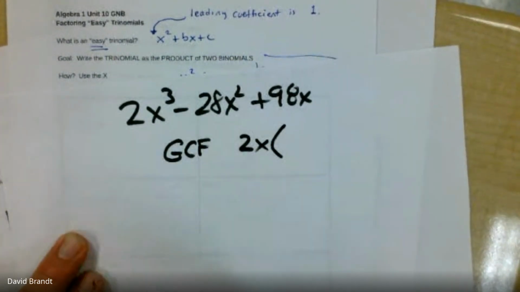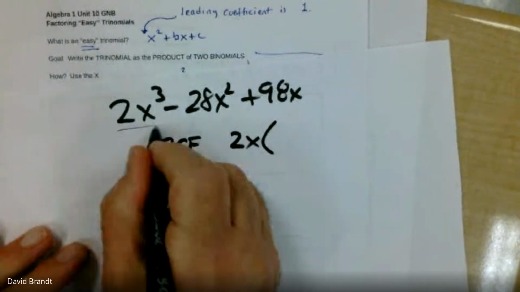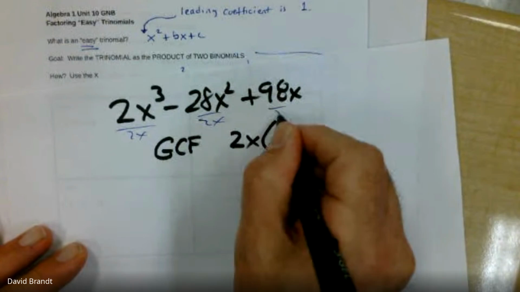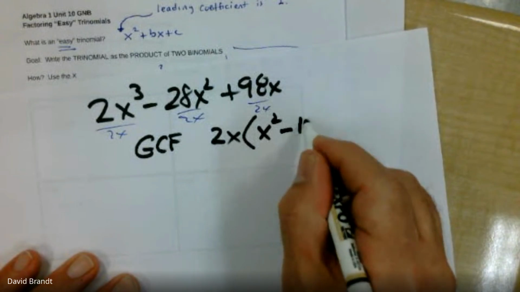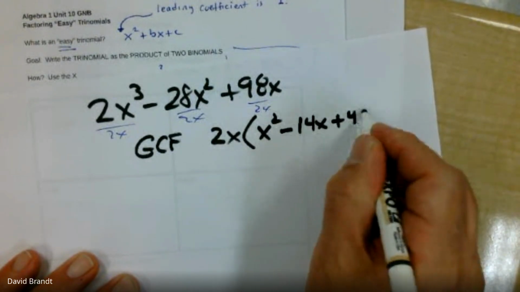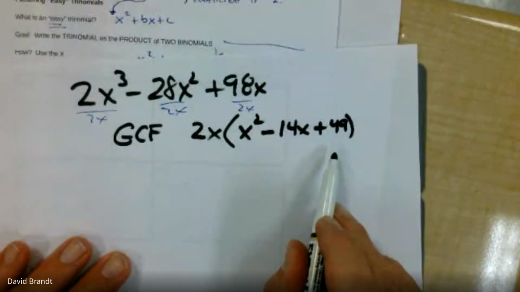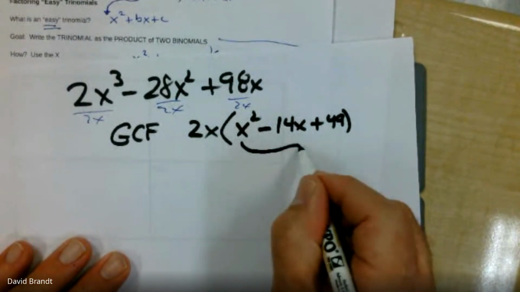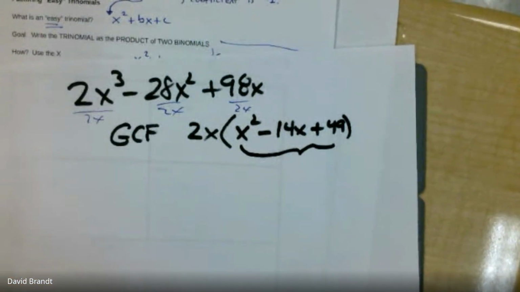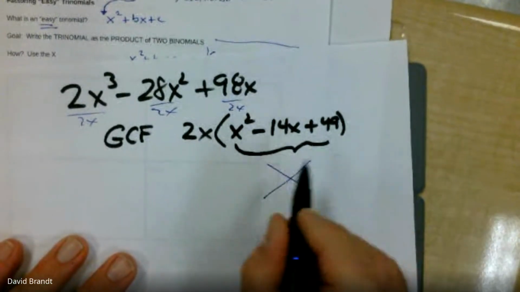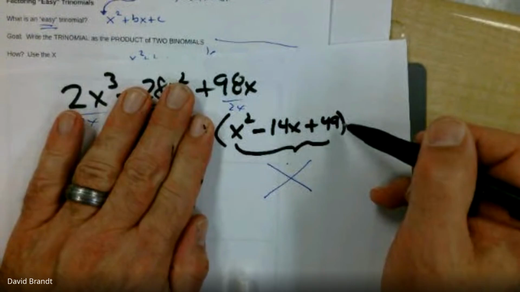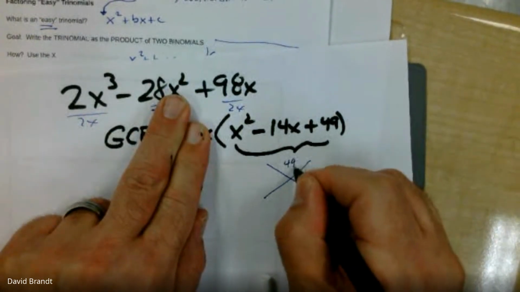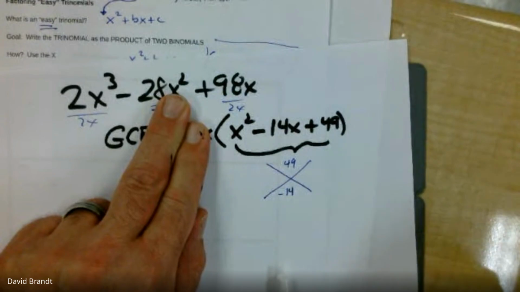If I take out the greatest common factor, if you go through and divide all 3 terms by 2x, you're going to get x squared minus 14x plus 49. So that's taking out the greatest common factor. But now we have to factor that trinomial. Make an x. What number goes on the end? Don't look at the 2x right now. Just look at the trinomial. 49 goes up here. Negative 14 goes down here.